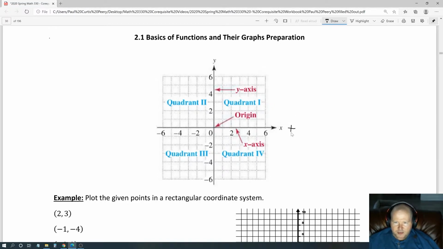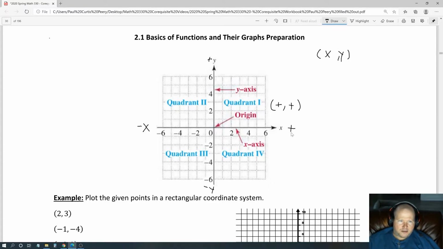All the points to the right are positive x. All the ones to the left are negative x's. All the values up here are positive y's. All the values down here are negative y's. So now there's something called an ordered pair, which is always in the form of x, y. Right here, this would have a positive x value, and also a positive y value, right?